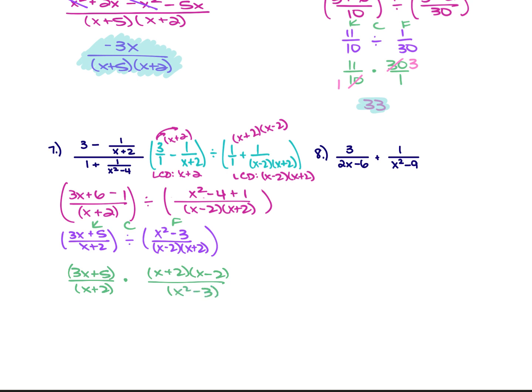Remember, keep, change, flip. So from here, you can multiply straight across, or you can simplify first diagonally if you'd like to. If you simplify diagonally first, you have an x plus 2 on the top of the second fraction and the bottom of the first fraction. So those can cancel out. And then you'll multiply straight across to give yourself 3x plus 5 times x minus 2 all over x squared minus 3.